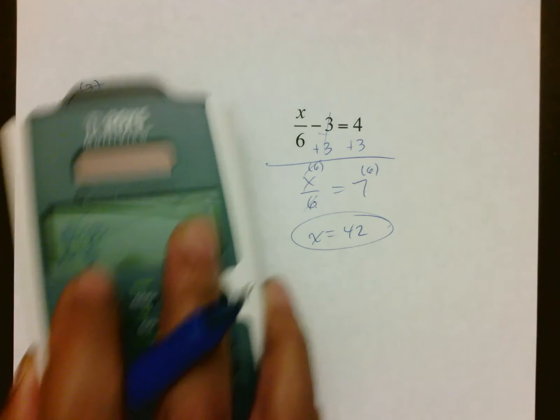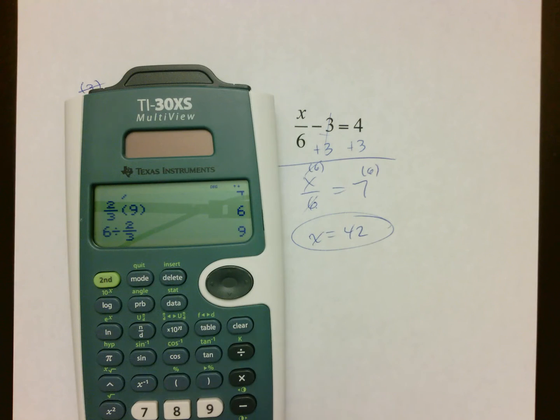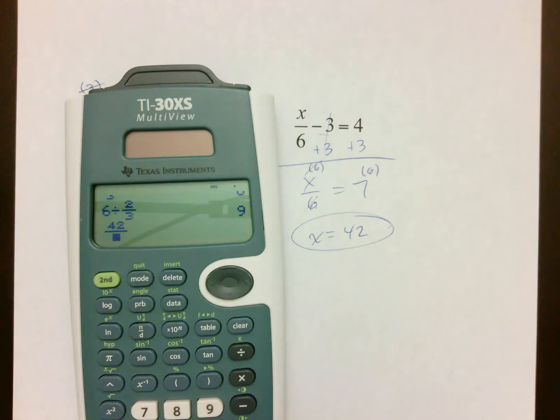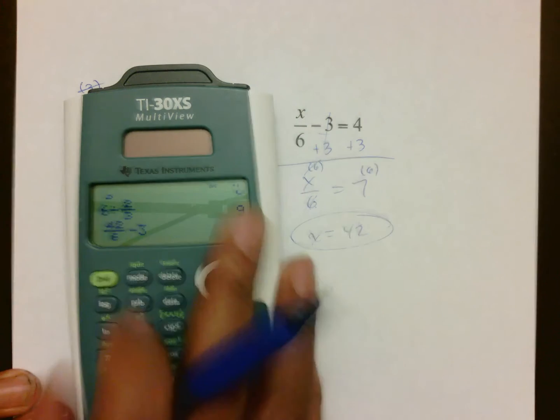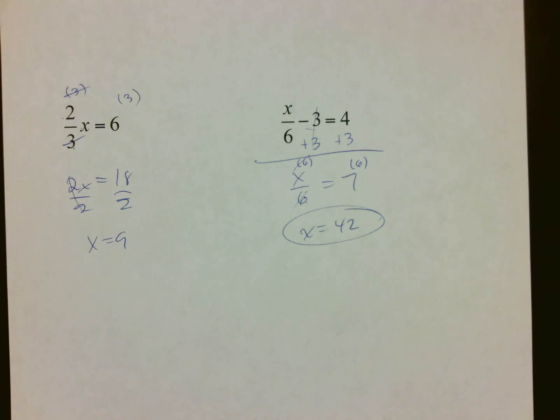To check it out, again, you should be able to do this. I do 42 over 6, arrow out, minus 3. Notice I get the answer that I'm supposed to get. It says it should equal 4. It does equal 4. Therefore, I did it right.